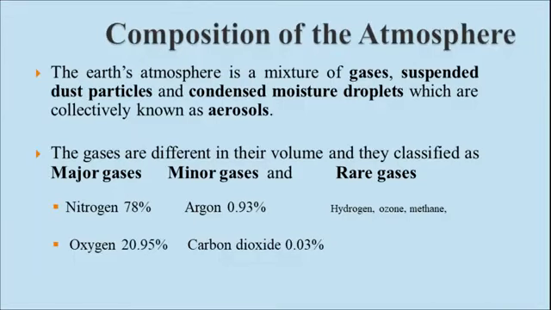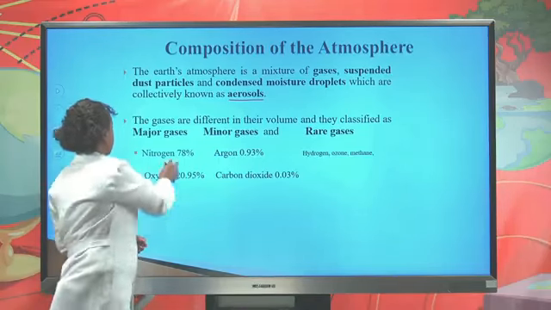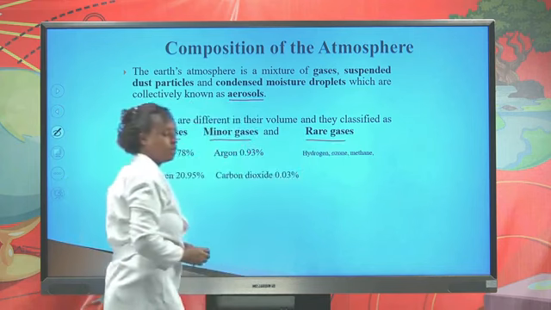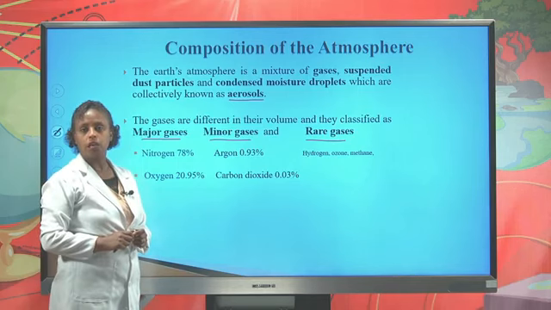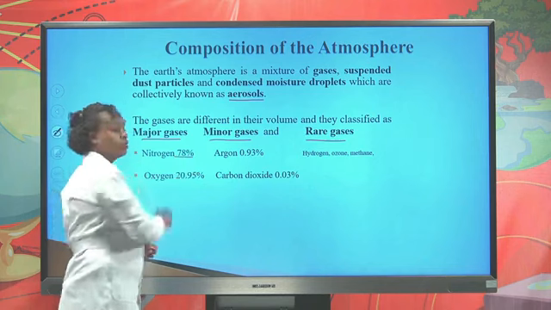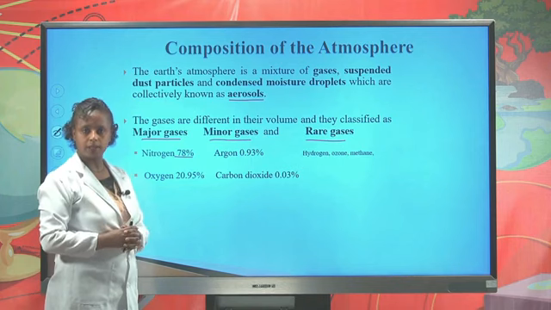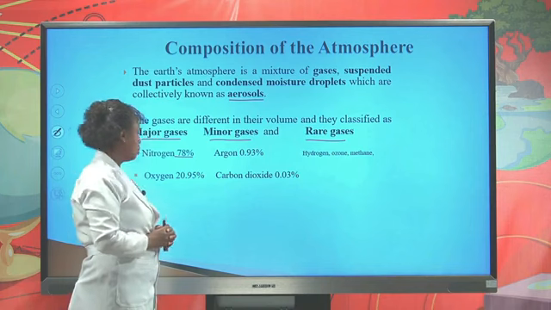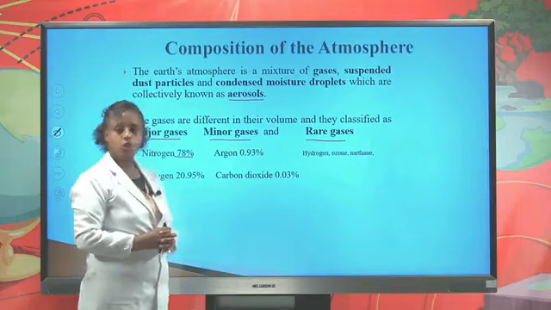The gases of the atmosphere differ in their volume, so they are classified as major gases, minor gases, and rare gases. The major gases are nitrogen and oxygen. Nitrogen accounts for 78%, which makes it the most dominant gas in the atmosphere. The minor gases are argon and carbon dioxide. Rare gases are hydrogen, ozone, and so on.